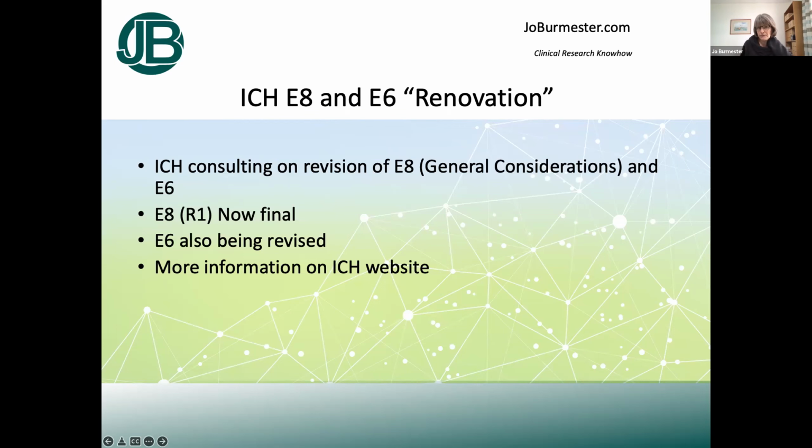Where we are up to at the moment is that ICH E8R1 has been published and is now final. So I'm just going to go over the structure of that and the content of that and the key principles. And then E6 is also in the process of being revised, so when it comes out, it will be R3. So I'm just going to talk a little bit about where we're up to with that. And then, as I mentioned, I'm also going to talk about this M11.